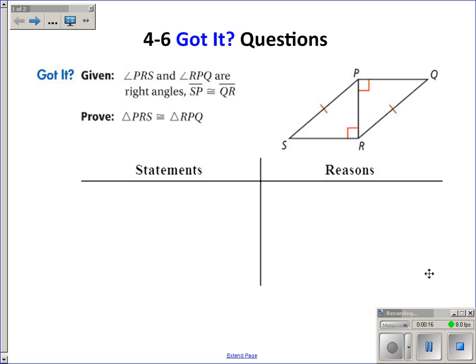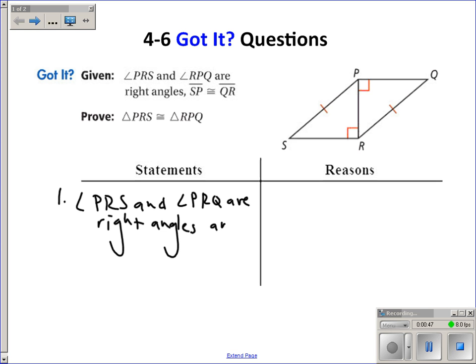We're given that angle PRS and angle RPQ are right angles, which means we have two right triangles, which means we can use the hypotenuse leg theorem, which is what this section is all about. We also know that SP and QR are congruent. So my first statement is my given: angle PRS and angle PRQ are right angles, and SP is congruent to QR. The reason is it's given.